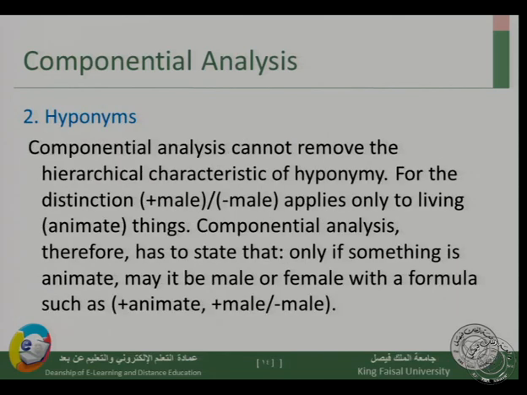Moving on to hyponyms. Why doesn't componential analysis handle hyponyms very well? Componential analysis cannot remove the hierarchical characteristic of hyponymy. We said hyponymy is a relationship where a superordinate and the hyponym is included in the meaning of the superordinate. So this hierarchical way of looking at these terms, we have something on top and we have something under it, isn't really shown clearly using componential analysis.